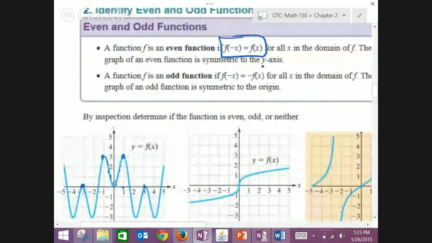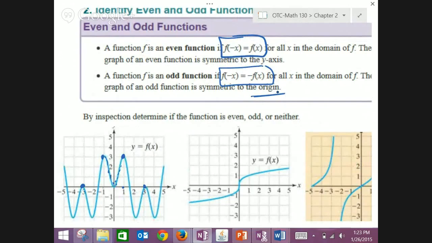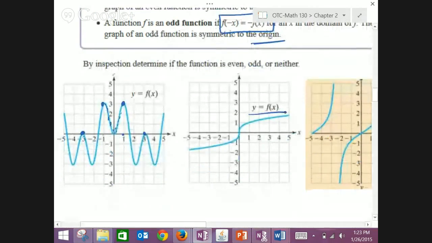An odd function is symmetric with respect to the origin. So everywhere I plug in a minus x, I get out minus y, in a sense, minus f of x. Y is f of x, right? So let's plug in maybe 1. If I plug in 1, I get out 1. So if I plug in minus 1, I should get out minus 1. Minus x equals minus y in a case.